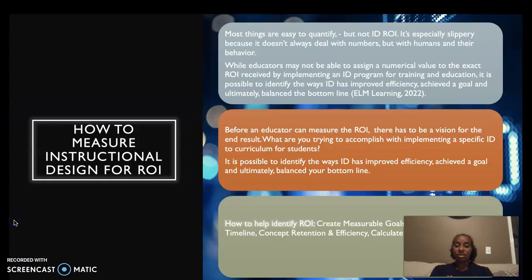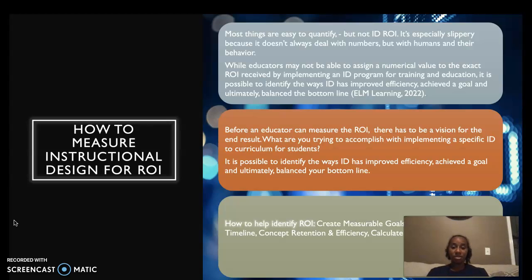How to measure instructional design for return on investment. Most things are easy to quantify, but not instructional design return on investment. It's especially slippery because it doesn't always deal with numbers, but with humans and their behavior. While educators may not be able to assign a numerical value to the exact ROI received by implementing an instructional design program for training and education, it is possible to identify ways that instructional design has improved efficiency, achieved a goal, and ultimately balanced the bottom line.